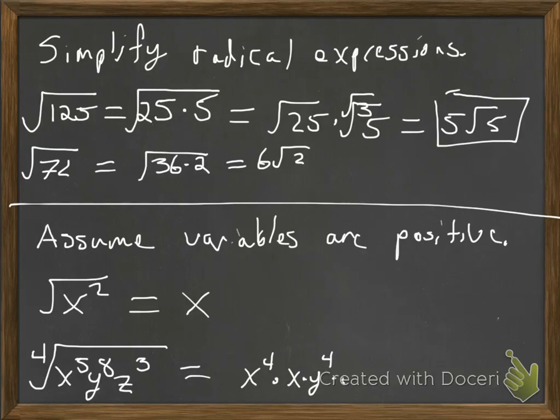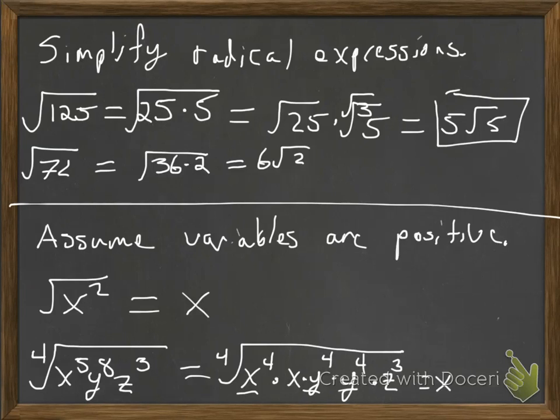Y to the 4th times y to the 4th. Remember, when you multiply like bases, you add the exponents, so that's y to the 8th. And then z to the 3rd. We'll put the fourth root outside. So we're able to take out an x. The fourth root of x to the 4th is x. And we'll be able to take out 2 y's.